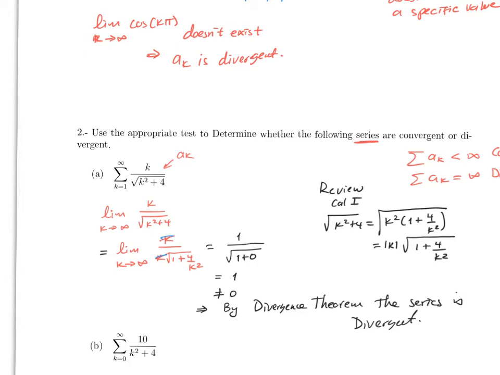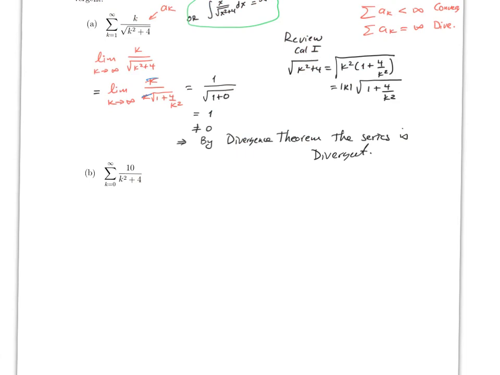In this question, you can also use the integral test. And technically, all you have to do is integrate x over x squared plus 4 dx. And you will see that the integral is equal to infinity, which will show you that it's divergent too. So you can do either or for this particular problem. Okay, let's move to part B.